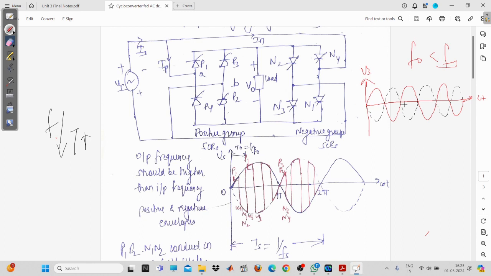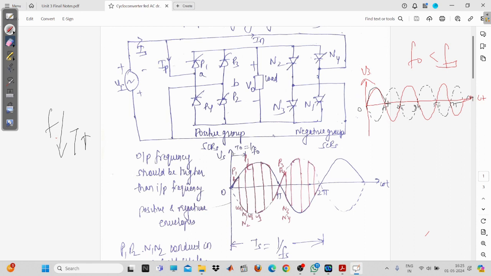Fine. So at omega t, this is 0, this is pi, this one is 2 pi, this one is 3 pi, and 4 pi, this one is 5 pi, and this one is 6 pi. So basically, how to start with this? At omega t equal to 0, you will have to give the gate pulse to P1 and P2. So when you are giving the gate pulse to P1 and P2, you are going to get the positive envelope.